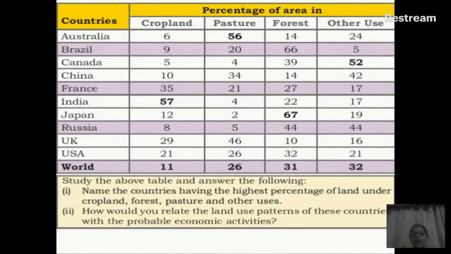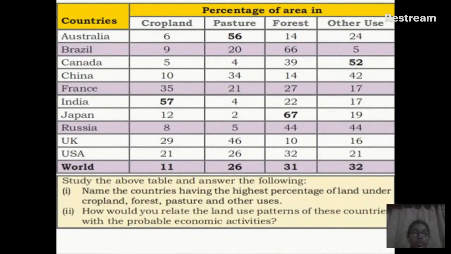Then Russia comes: 8 cropland, 5 pasture, 44 forest, 44 other use. Next is UK: 29 cropland, 46 pasture, 10 forest and other uses, 16. Then there is another country with 21 cropland, 26 pasture, 32 forest and 21 other use. And in the total world, 11 is cropland, 26 pasture.